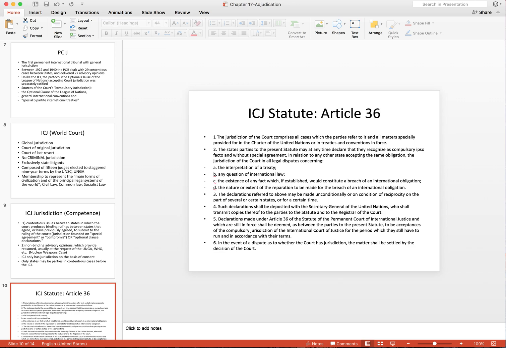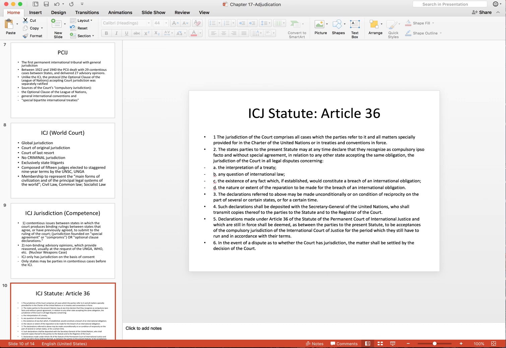So here you have Article 36 of the ICJ statute. I'm not going to read the entire thing, but I just put this here so you could look it over and get an idea of the functionality and scope of jurisdiction of the ICJ. Article 36 essentially reads that the jurisdiction of the court comprises all cases which the parties refer to it, and all matters specially provided for in the Charter of the United Nations or in the treaties and conventions in force.